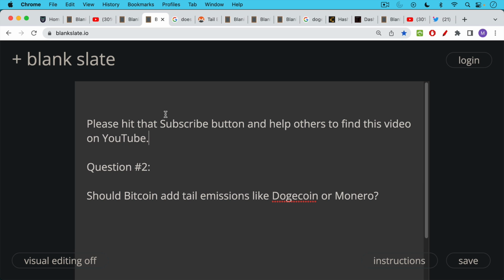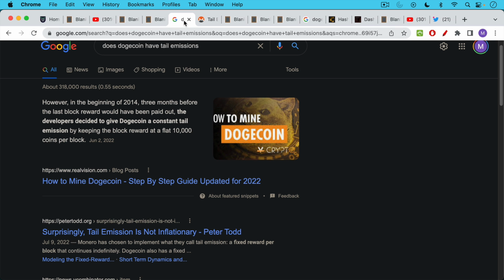And Miguel is suggesting this is a way of dealing with Bitcoin's extreme scarcity, basically making sure that there's always Bitcoin being created from now to the end of time. This is something that Dogecoin does as of, if I'm reading this correctly, since the beginning of 2014, when the last block reward would have run out. The developers added a tail emission, basically every block that's ever created from now on to the end of time, or as long as the end of Dogecoin, each block will carry a block reward of 10,000 coins, if I'm reading that correctly.